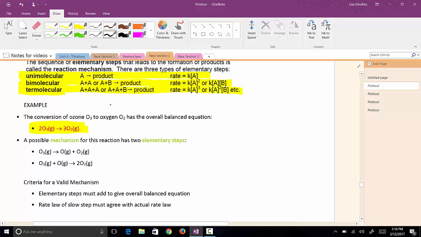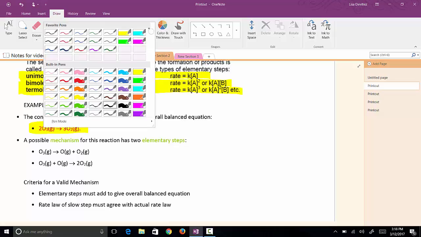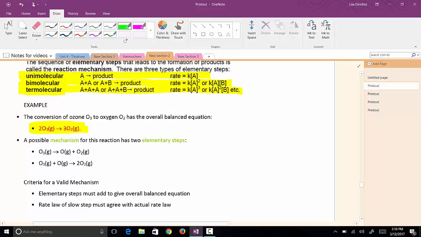And so how do we know if this is a valid mechanism? Well, we're looking for two things. One is, in order to be valid, if I add up the elementary steps, think back to when we were adding up reactions with Hess's law. If you have the same thing on the same side, they add together. If you have the same component but it's on opposite sides of the equation, we're going to cancel them out. So when we add all those up, it has to give us the overall balanced equation.